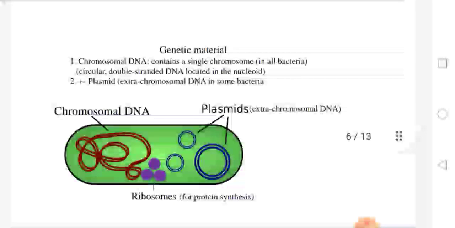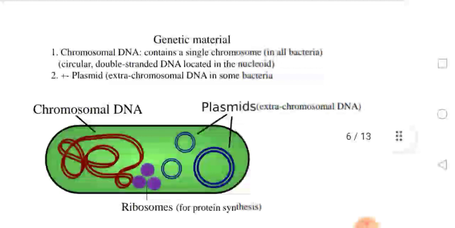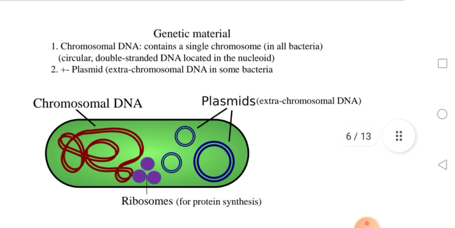The genetic material. Chromosomal DNA contains a single chromosome. This is found in all bacteria. It is circular, double-stranded DNA located in the nucleoid. There is no true nucleus in bacteria. Plus or minus plasmid. Plasmid is an extrachromosomal DNA found in some bacteria, not all of them. Look at the figure.